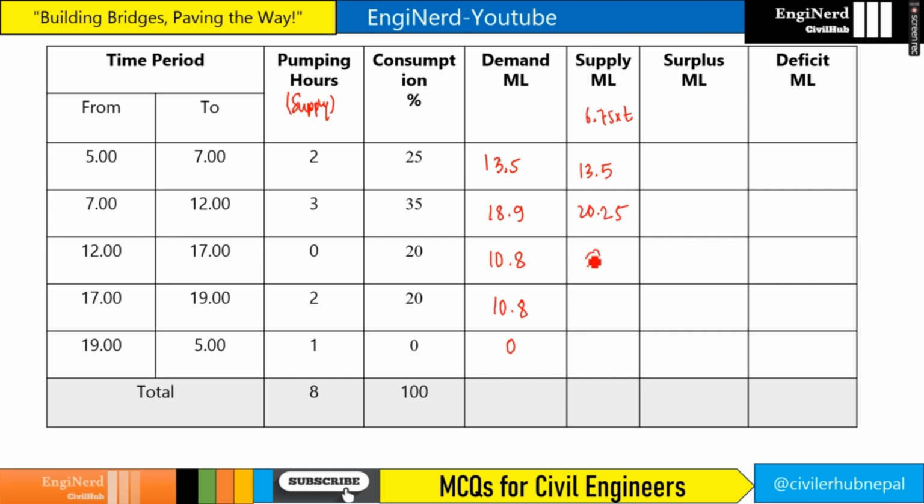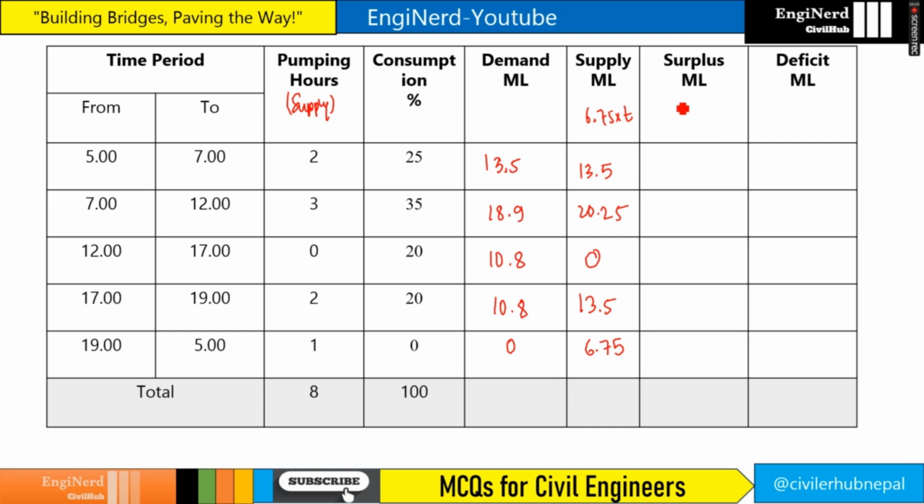And the third one, it will be 0, right? Because there is no pumping in this particular time frame. And for the 17 to 19, it will be only 2 hours. So same, 13.5. And for this particular place, it will be only 6.75 into 1, that will be 6.75.